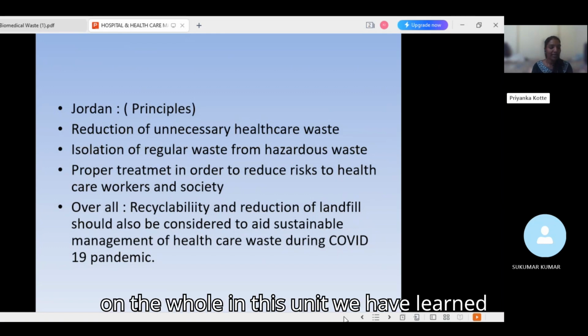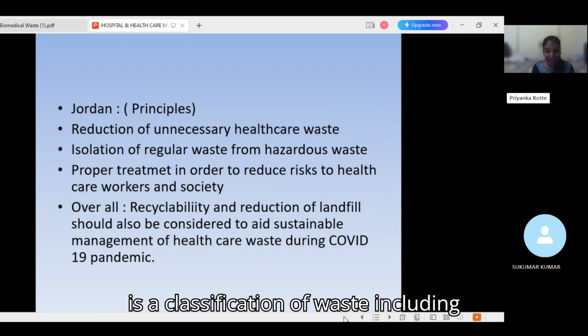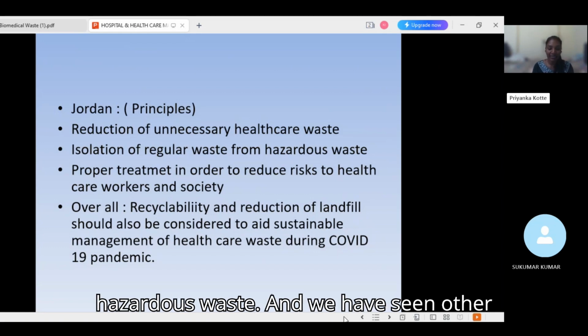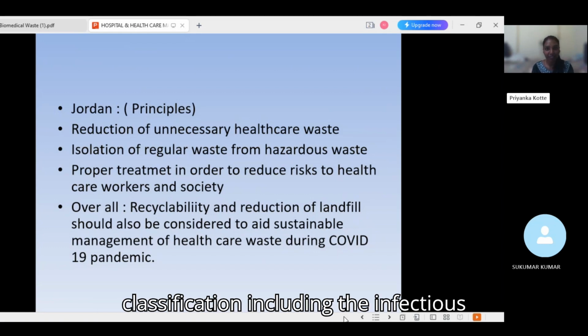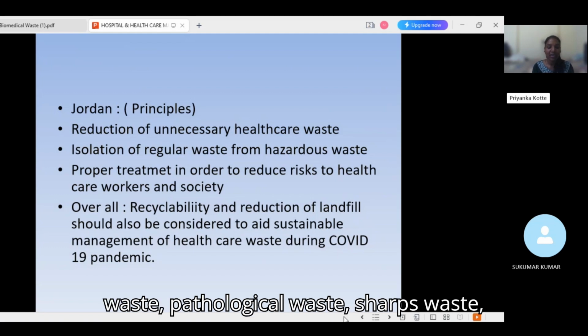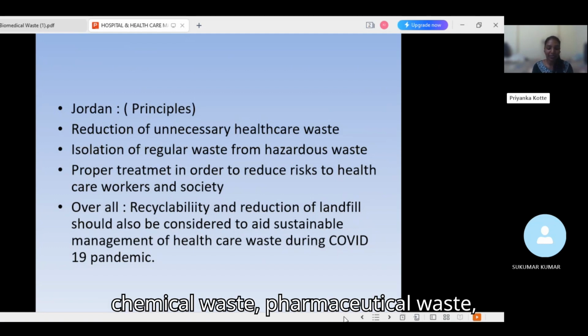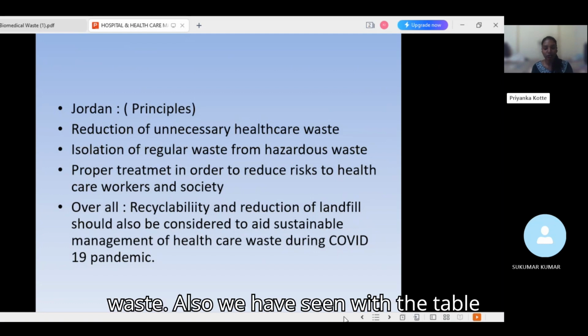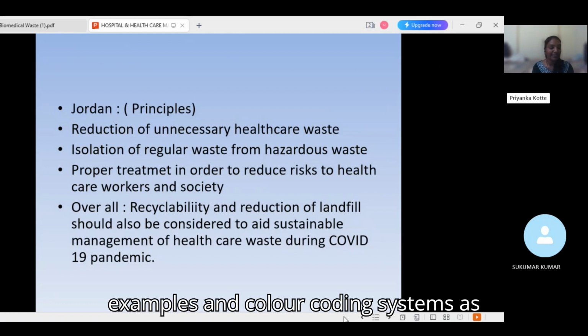So on the whole, in this unit, we have learned what biomedical waste is and the classification of waste, including general waste, hazardous waste and non-hazardous waste. We have also seen other classifications, including infectious waste, pathological waste, sharps waste, chemical waste, pharmaceutical waste, cytotoxic and genotoxic and radioactive waste. We have seen them with table examples and color coding systems as well.